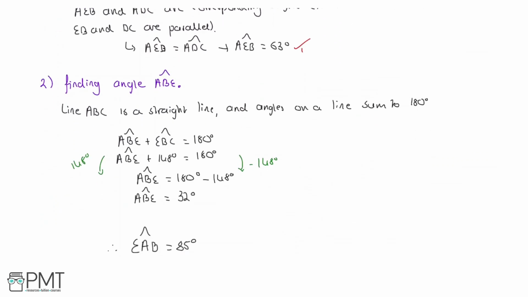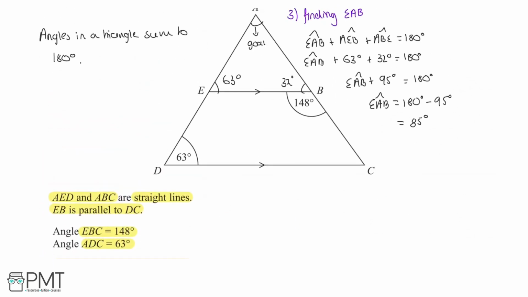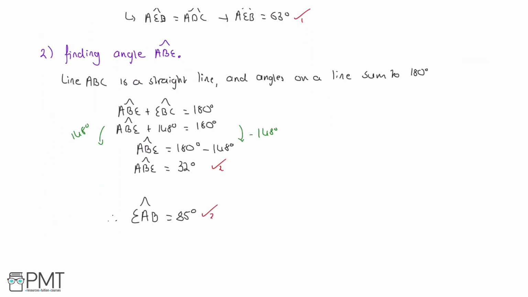Okay, so as we saw, this is a 2-step process. Your first step is to find angle ABE. So this is the first part of your second mark. And your second part of your second mark comes up here from using the rules of a triangle to form this equation. Okay, so that will get your second mark. Your third mark comes from stating that angle EAB is 85 degrees. Okay, we have stated that down here. So this is your third mark.